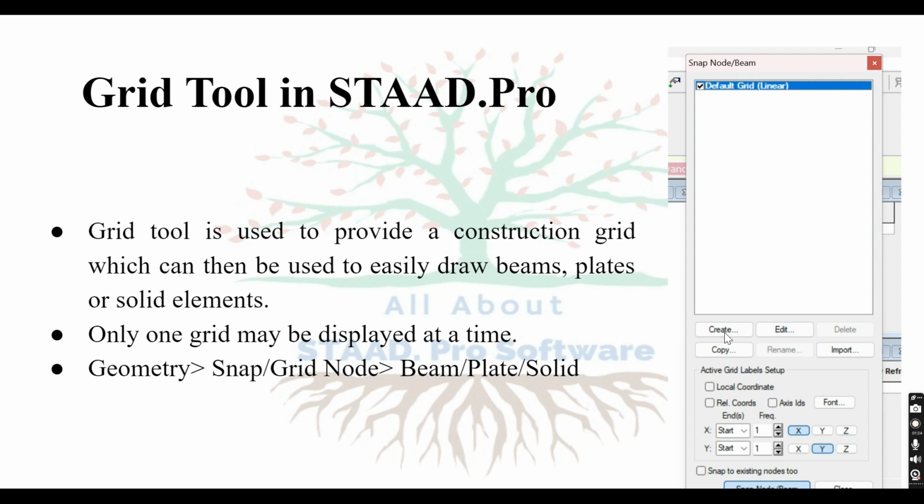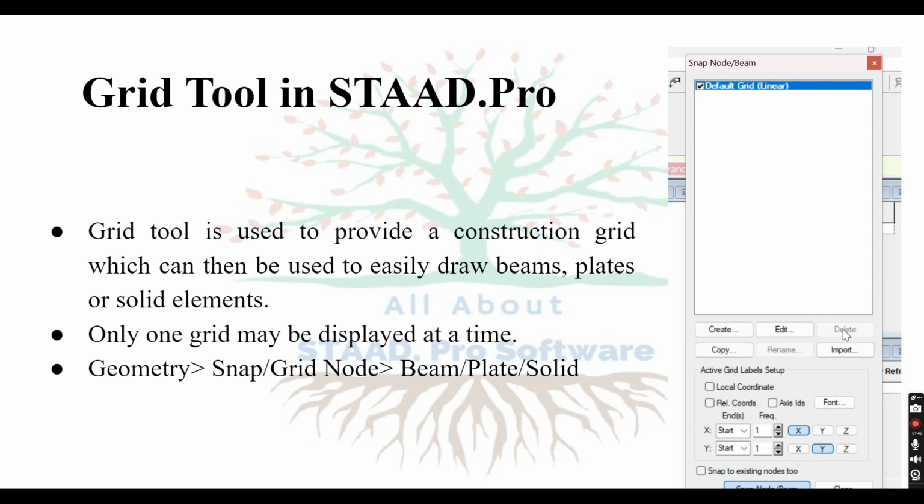The first option is Create. It opens the grid creation method pop-up dialog, which can be used to define either a linear, radial or irregular grid pattern. This is the Edit option. When a grid definition is selected in the grid list, clicking the Edit button opens the grid creation method pop-up dialog for editing the definition.